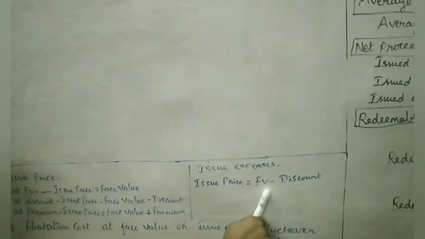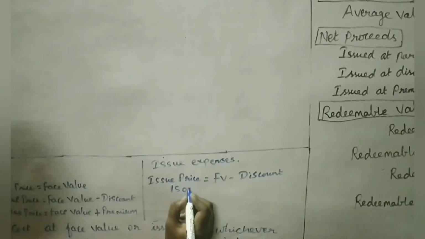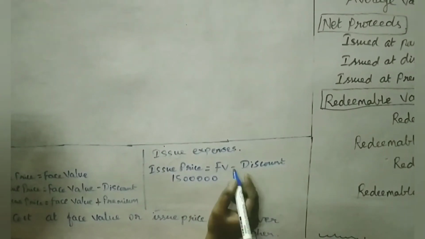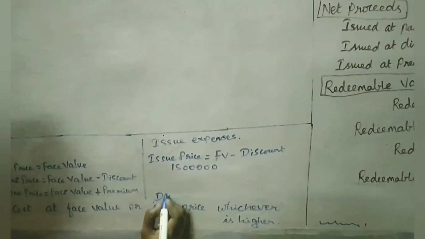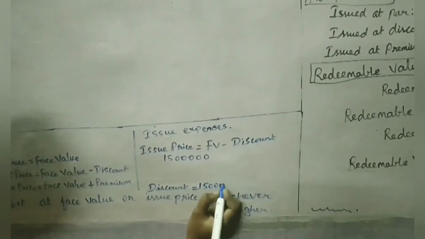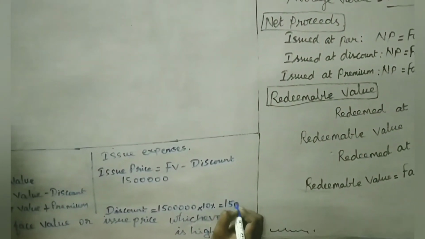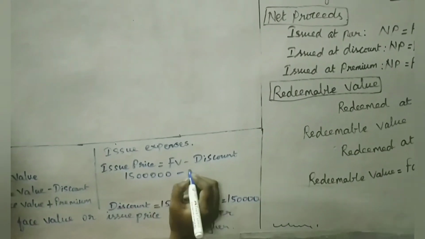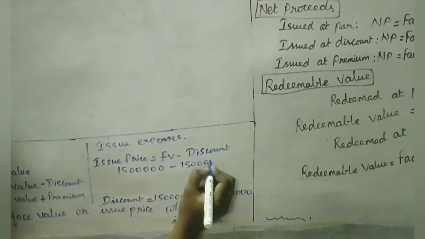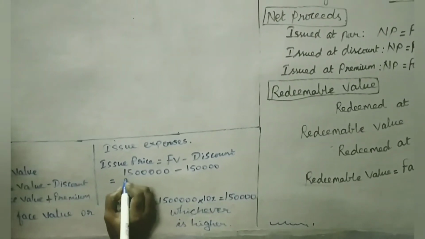Face value of shares, 15,000 shares into 100 rupees, 15 lakhs. Calculate the discount amount. Discount on 15 lakh face value, percentage of discount 10%. So 1,50,000. Face value minus discount 1,50,000. Issue price is equal to 13,50,000.